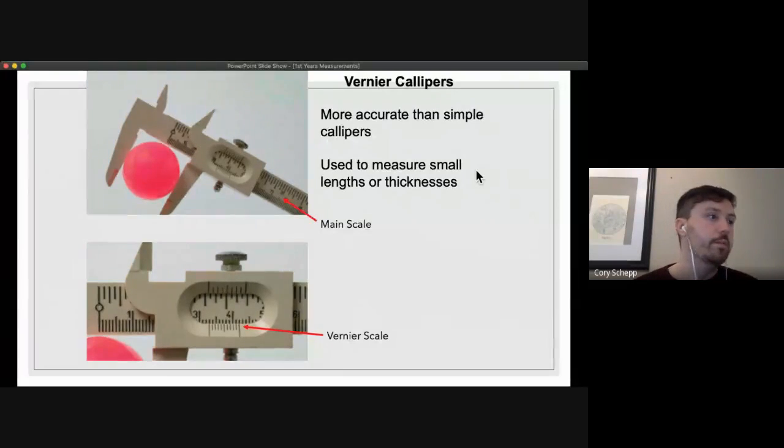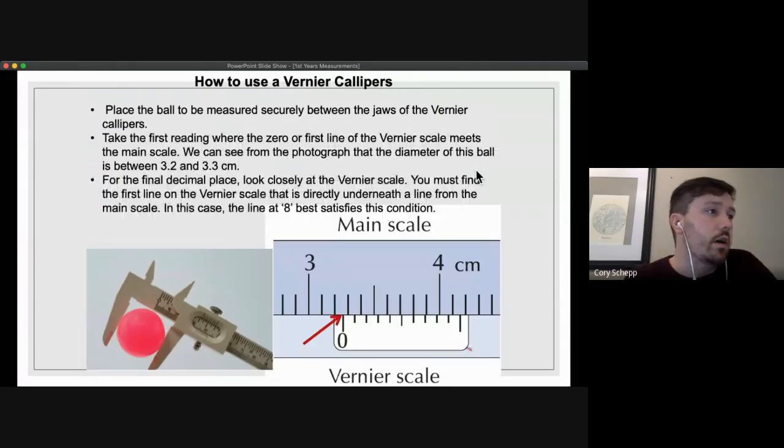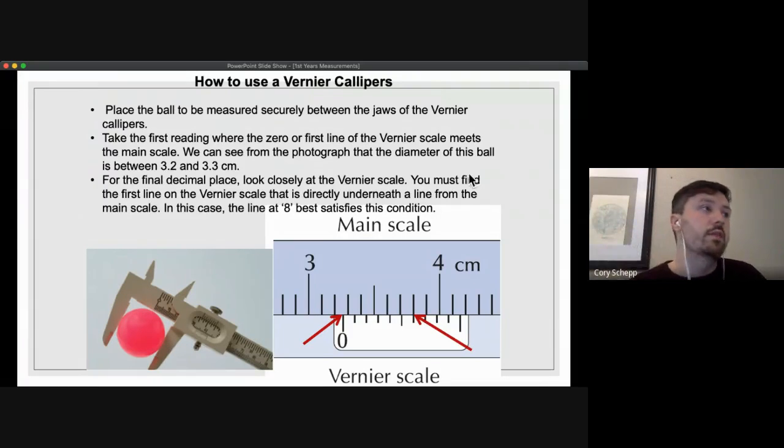Okay, so this is how to use them. There's a lot of words here, don't worry about reading through this paragraph. I want to leave that there just in case anyone misses this or you want to go back over it, because it's a very good step-by-step. But all you have to do is insert the object that you're measuring, right? So maybe it's this little plastic ball, or maybe it's the book that I used as an example. And this slides out a little ways, right?